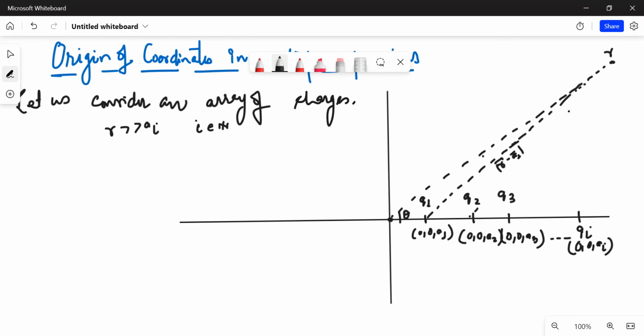Similarly, this will be r vector minus a2 vector, come on, and so on and so forth. And this would be r vector minus ai vector, come on. Is that clear? So this is how it is going to be. Is that clear or not clear?